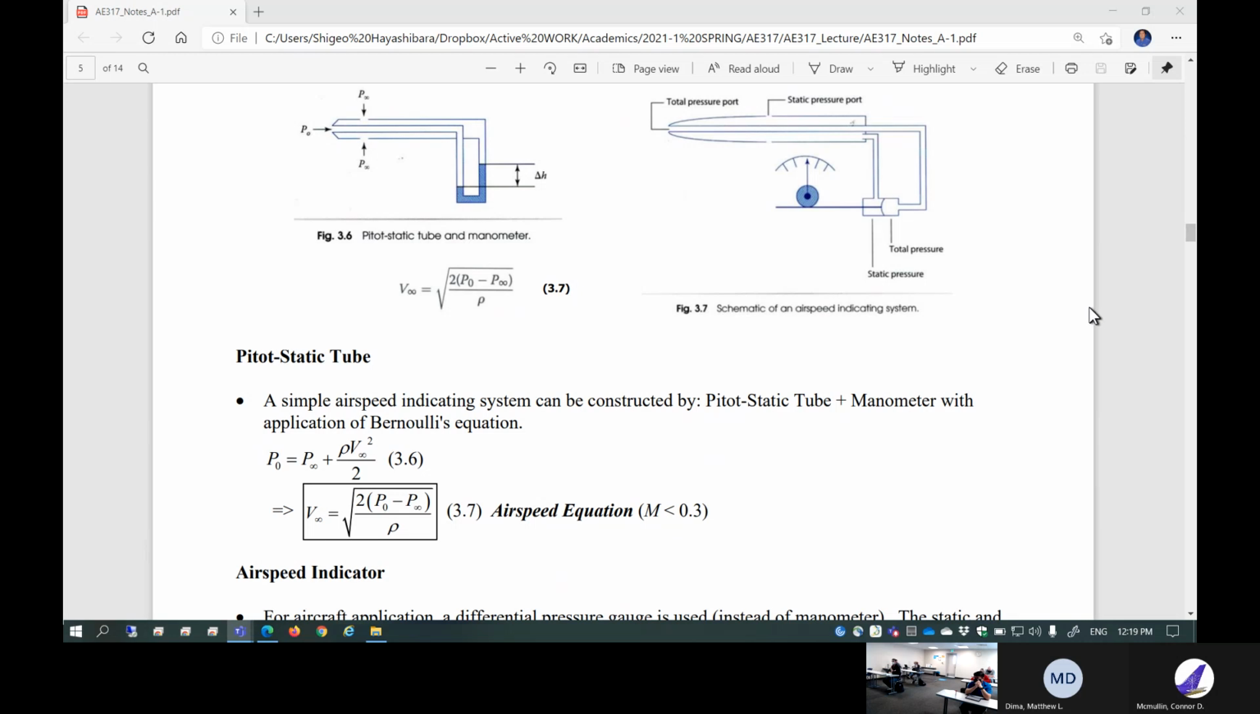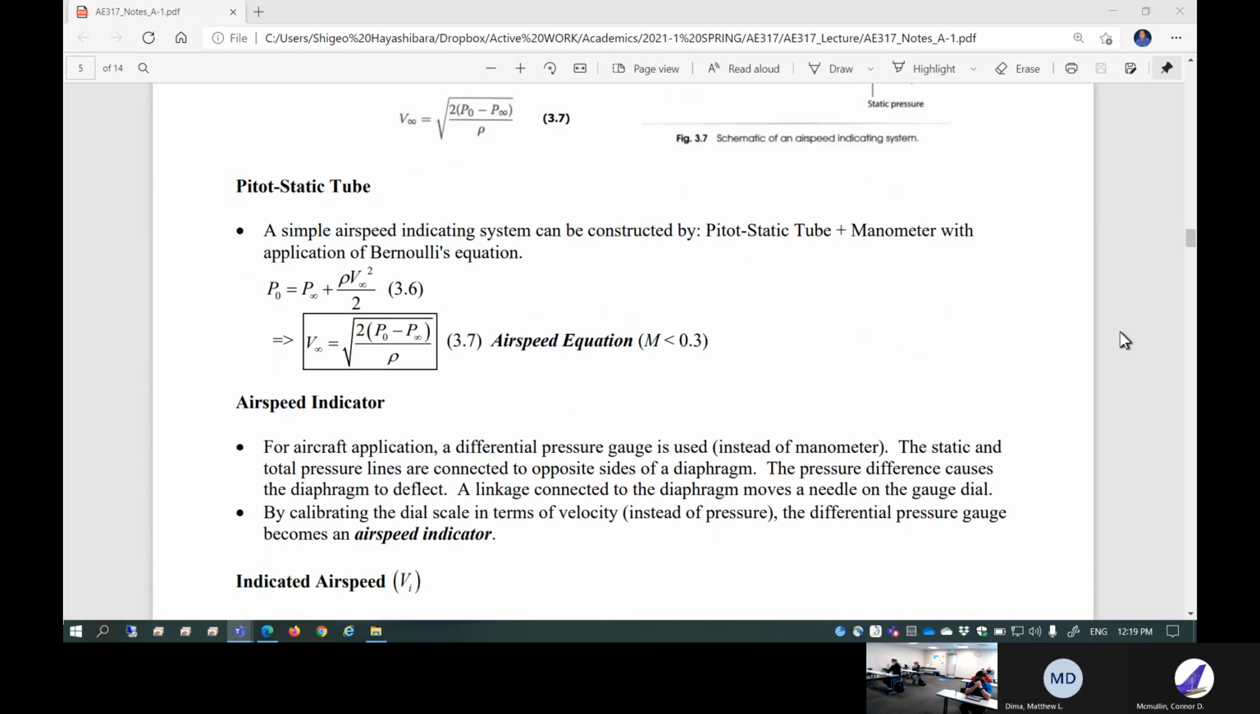Of course, the pitot-static tube combined with Bernoulli's equation lets you determine the airspeed equation. Do you remember this from fluid mechanics? I hope so. This is Bernoulli's equation. Infinity is the free stream. 0 is the stagnation.